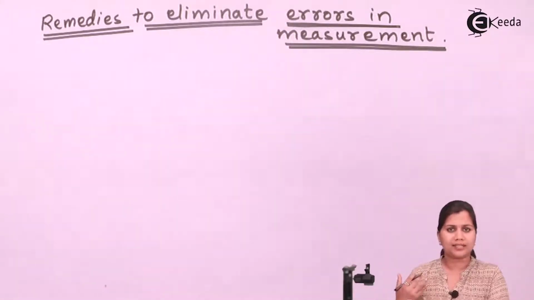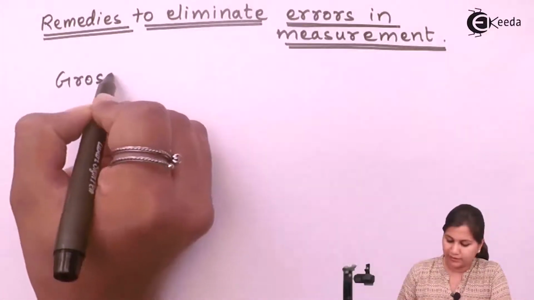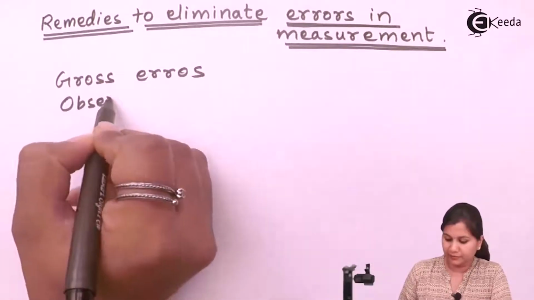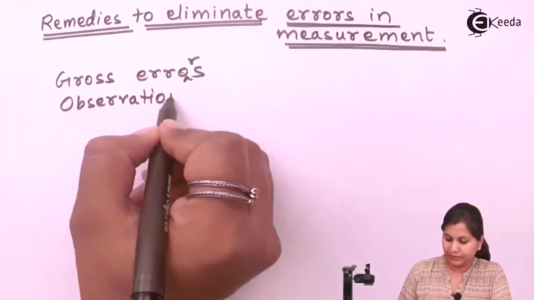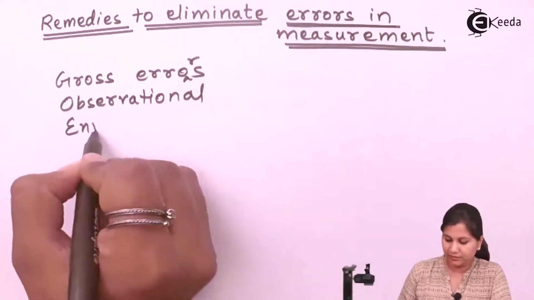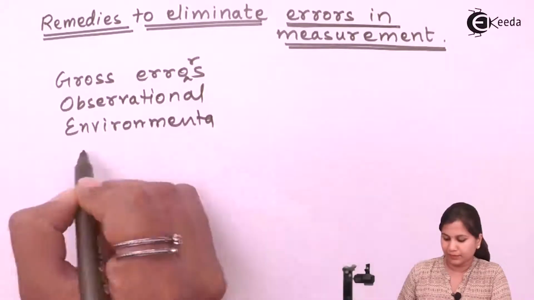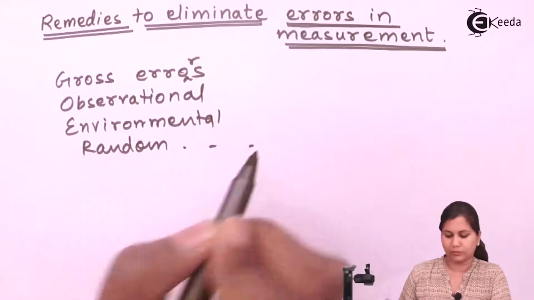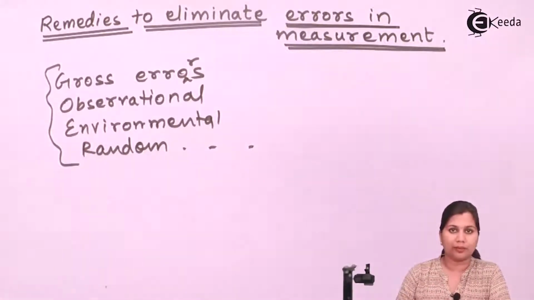There are various types of errors in the measurement. Some examples of them are gross errors, observational errors, environmental errors, random errors, and so on.